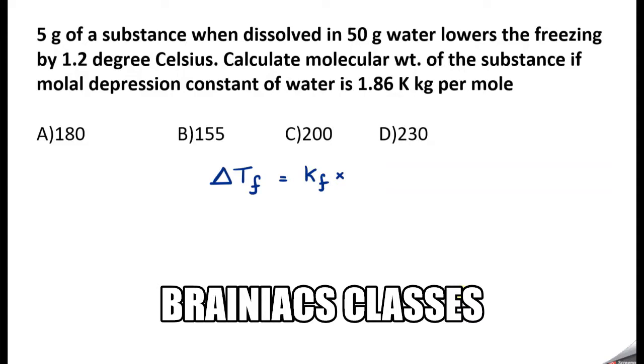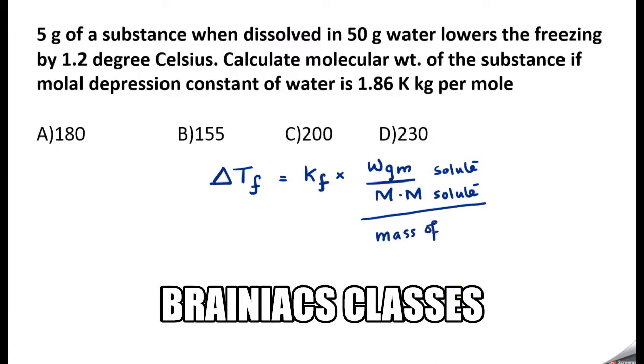Molality is the number of moles of the solute, that means weight in gram of the solute divided by molecular mass of the solute, divided by mass of the solvent in kilogram. Here they are given in grams, so we will say mass of the solvent. If it is in gram, you need to divide by 1000, so that 1000 will come in the numerator, to make it kilogram.